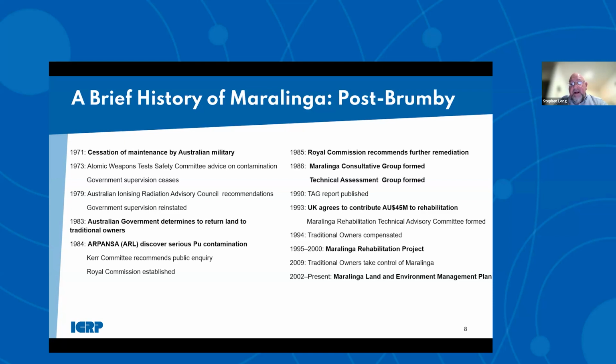And in 1993, the UK agreed to contribute £20 million to the rehabilitation, which is about 45 million Australian dollars. The government then formed the Maralinga Rehabilitation Technical Advisory Committee to determine the actual process that they were going to implement for remediation of the site. That remediation occurred between 1995 and 2000, and after some legal to-ing and fro-ing on residual liability, the site was handed back to the traditional owners in 2009.